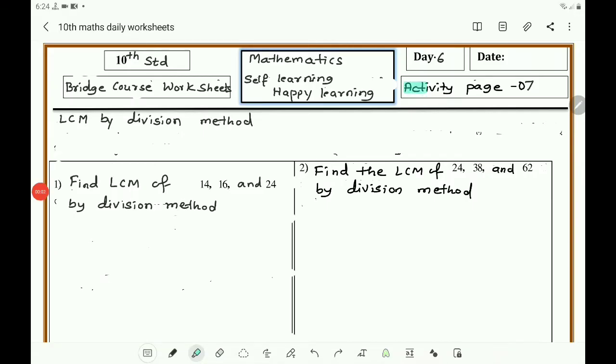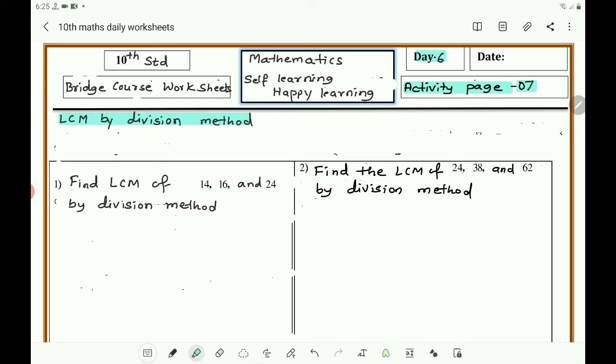Children, it is activity page 7 for day 6. Activity page 7 for day 6. Now, this is the activity about the LCM by division method. LCM by division method. Children, you know the method of finding the LCM by division method.